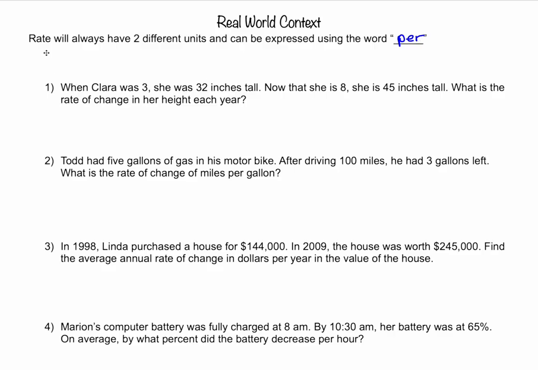Basically, our change in y divided by our change in x is the y units per x units, because it's going to be the change in y divided by the change in x.